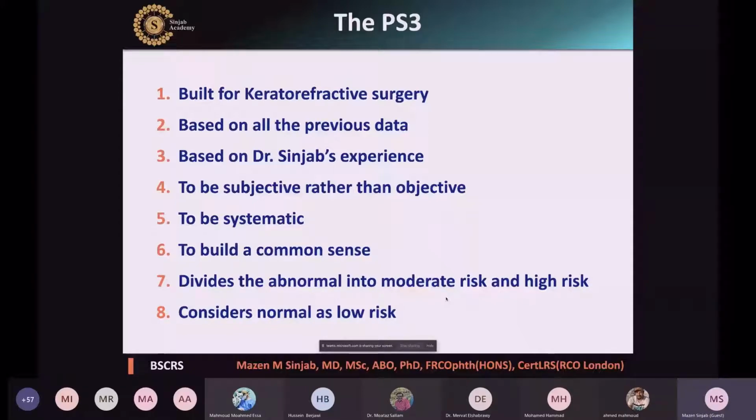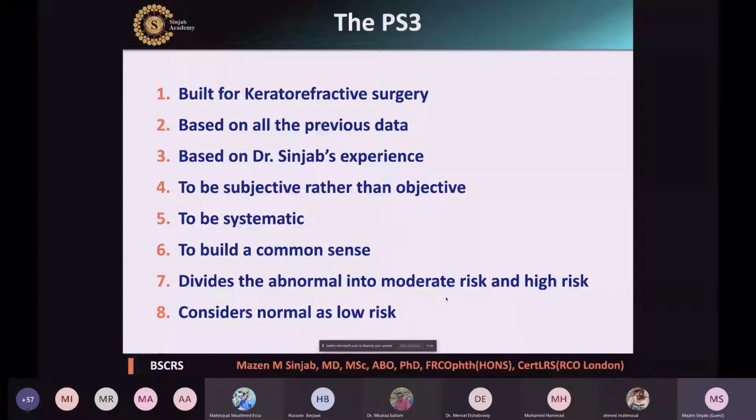The aim of it is to be subjective rather than objective, and to be systematic, so you cannot miss anything, to build a common sense. If you practice this PS3 day by day, picture by picture, then you will have a common sense. So from one look at the picture, you can say this is normal or abnormal. This is the aim of the PS3.